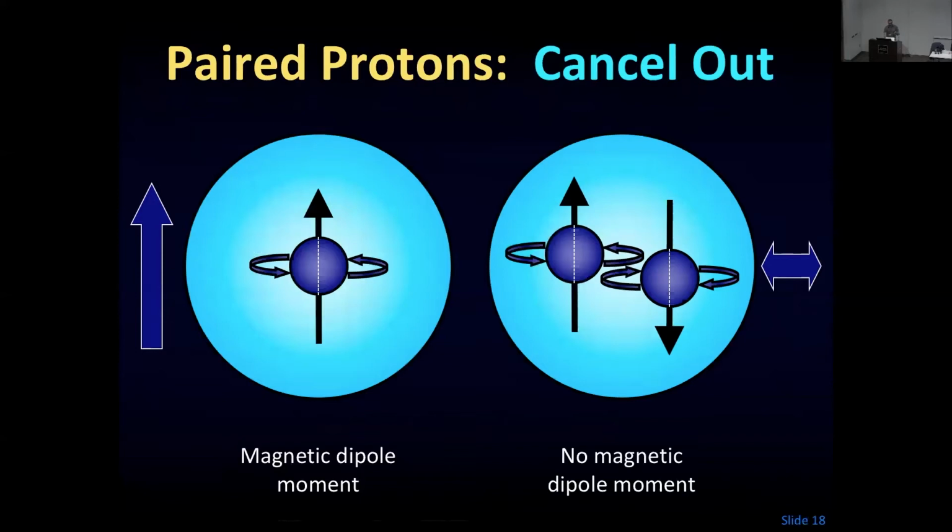Now let's look at the nucleus on the right, in which we have paired protons. Now, by random chance, one proton on average will be pointing up, and by random chance, on average, its companion will be pointing down. And notice now that the magnetic dipole moment from one proton cancels out the magnetic dipole moment of the other. So if you looked at the entire nucleus as a whole and asked what's the magnetic dipole moment of that nucleus, you'd say it's 0 because of cancellation. So paired protons cancel out.